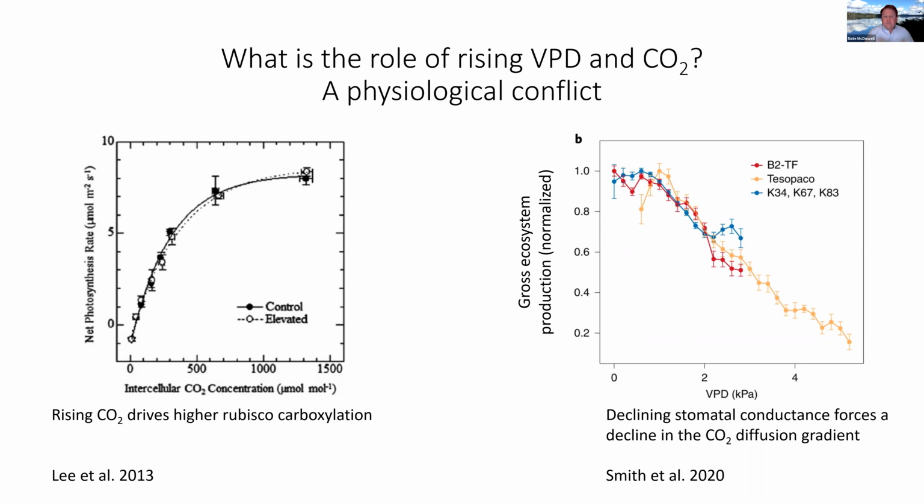However, as we know, VPD is going up, and in the figure on the right, we see that gross ecosystem production declines rapidly at 3 different tropical sites with increasing VPD. And we know that this is in part due to declining stomatal conductance, which reduces photosynthetic rates.